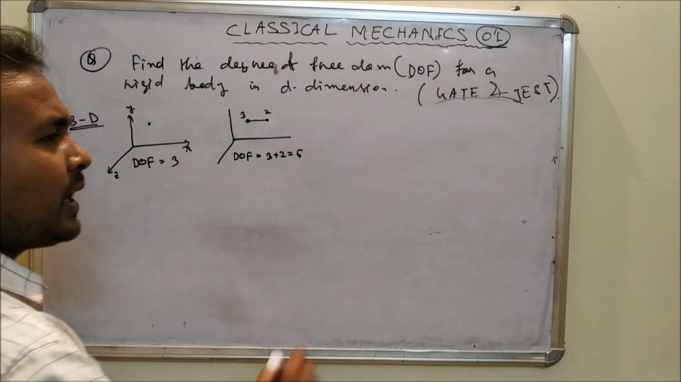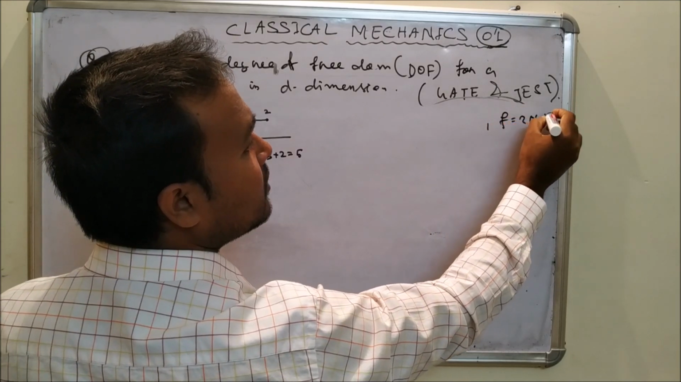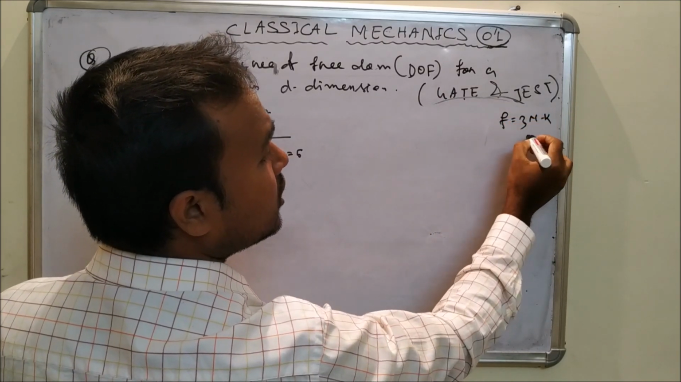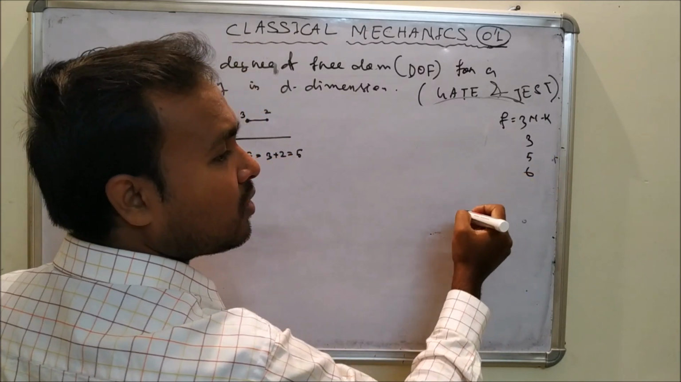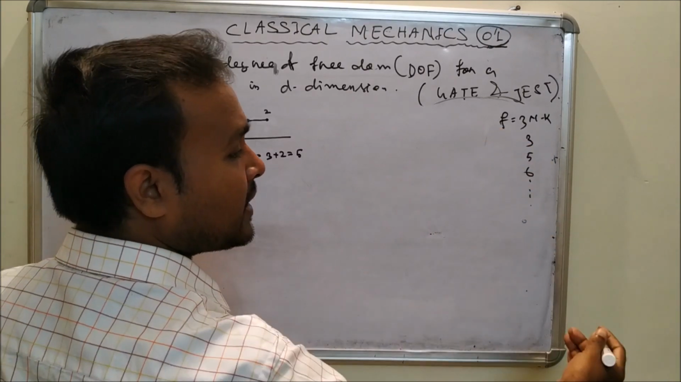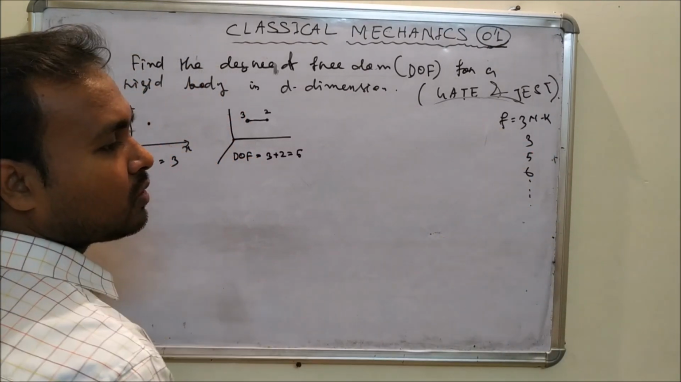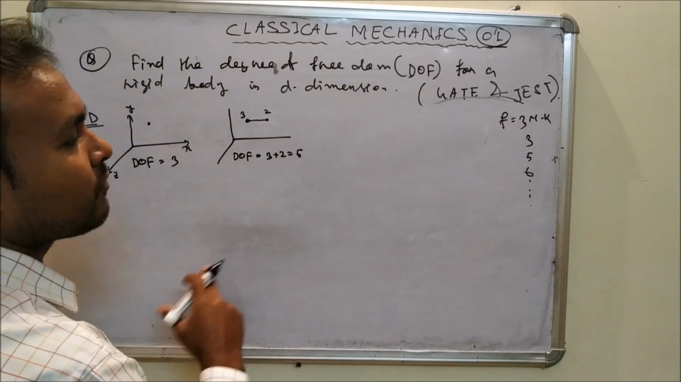Okay? And for one particle we got F equal to 3N minus K from this formula. For one particle we got 3, for two particles we got 5, for three particles we got 6. And for 4 particles, 5 particles, we don't know. In that case, we cannot find out the number of constraints. But here you can find.